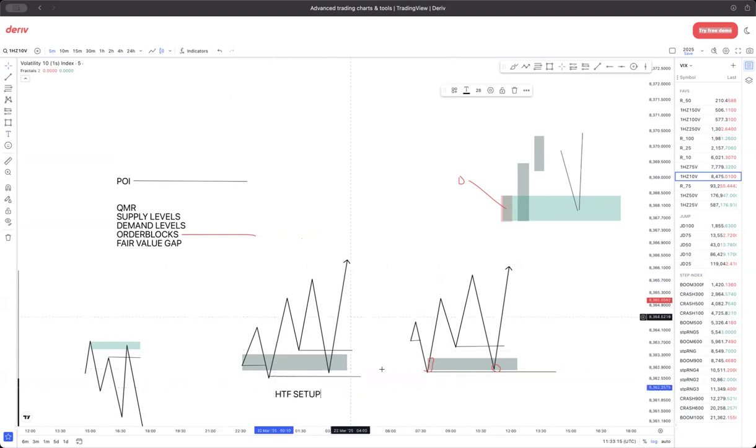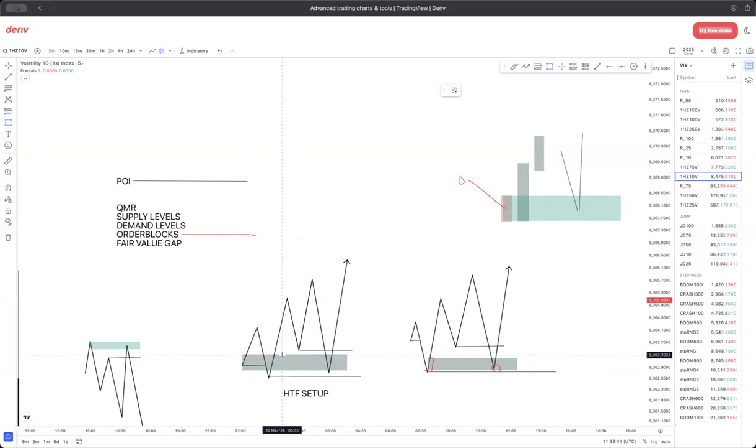Now, in every higher time frame setup you definitely have a lower time frame setup. So you will see something like this will happen. You have the higher time frame setup, let's say you choose your 5 minutes. Inside your higher time frame POI, there's always a 5 minutes POI that will give you your sniper entry.